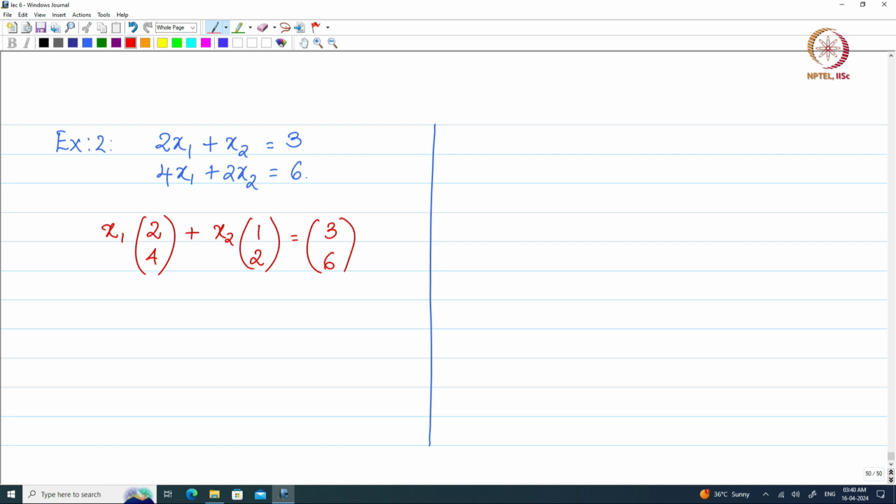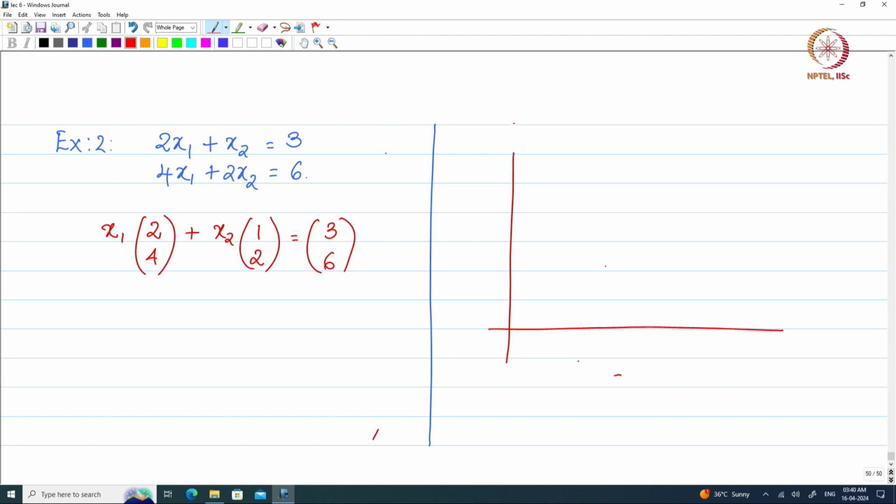Now, let us try to draw these vectors and check what the values for x1 and x2 are. What are we essentially looking for? We are looking for scalars x1 and x2 such that the vector 3 6 can be expressed as a linear combination of 2 4 and 1 2, which is again the same way. So, let us look at that.